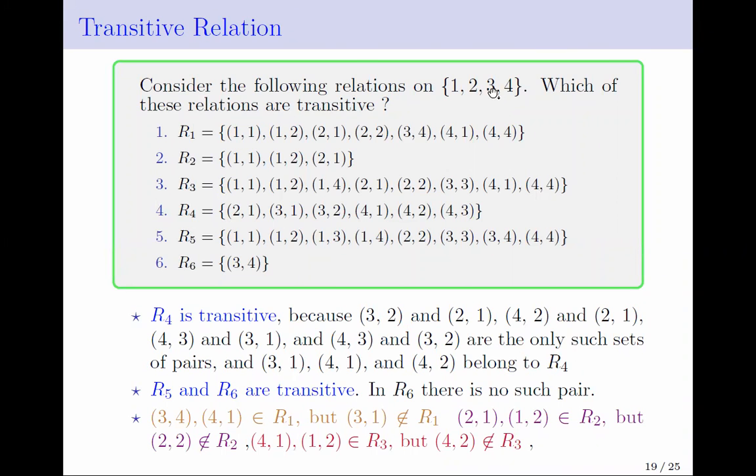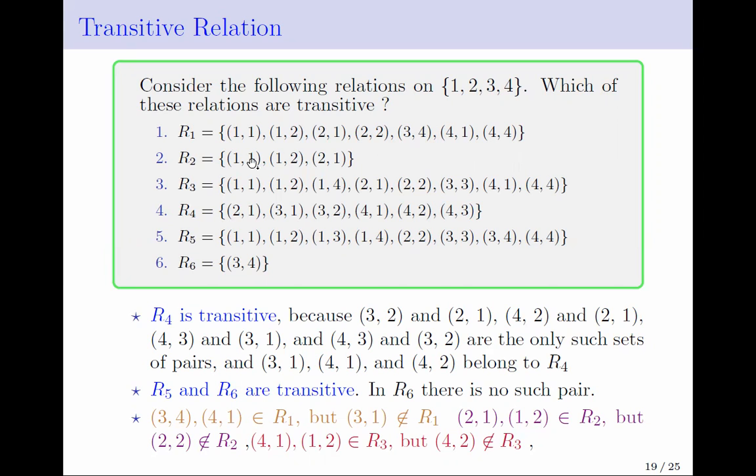Consider the following relations on 1, 2, 3, 4. Which of these relations are transitive? R1 is 1, 1, 1, 2, 2, 1, 2, 2, 3, 4, 4, 1, 4, 4. Here 1, 2 is there, 2, 1 is there, therefore we have 1, 1. A, B, B, C, then A, C. Then 1, 2, 2, 2: 1, 2 is there. Now consider 2, 1, 1, 2: we have 2, 2. Here we have a problem. 3, 4, 4, 1, but 3, 1 is not present. Therefore, R1 is not transitive.